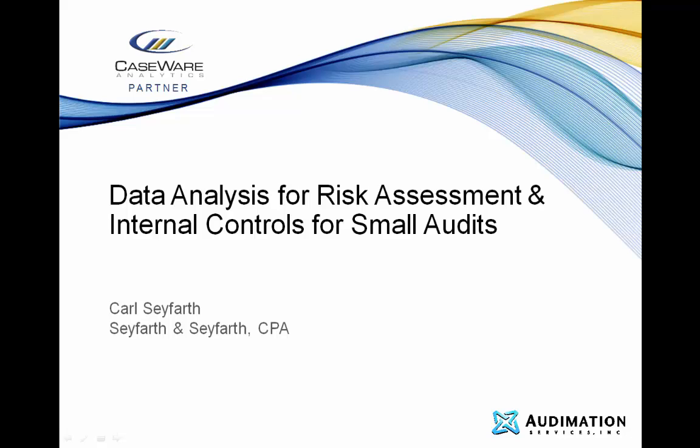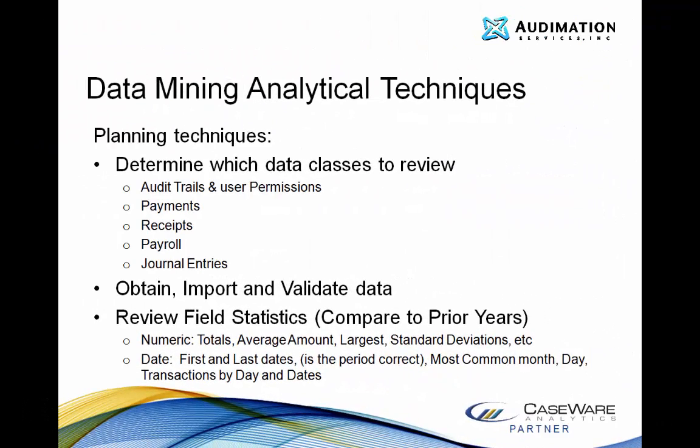In pretty much all of our audits, I always use some data analysis as part of our preliminary analytical review and part of our preliminary risk assessment process. And we try to pick some classes of data to review. One of the first things we always look at is the audit trails, user permissions, payments, receipts, payroll, journal entries. So we get the data files for those and do some analysis on them, which will show up in the following slides. The key components of that is to obtain the data, import it, and then validate it.